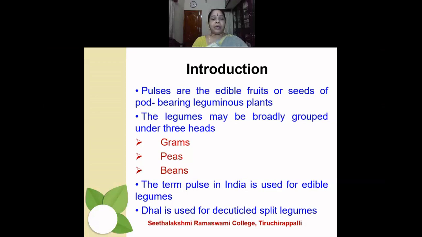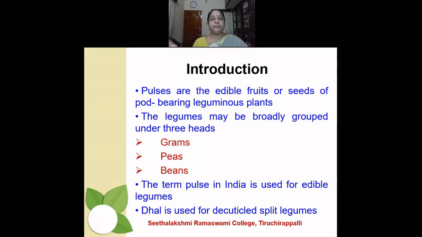And what is dal? Dal is the decuticled. What is the meaning of decuticled? Decuticled means removal of the outer cuticle, the husk-like portion that is present in the seed. Removal of the cuticle is called decuticled.